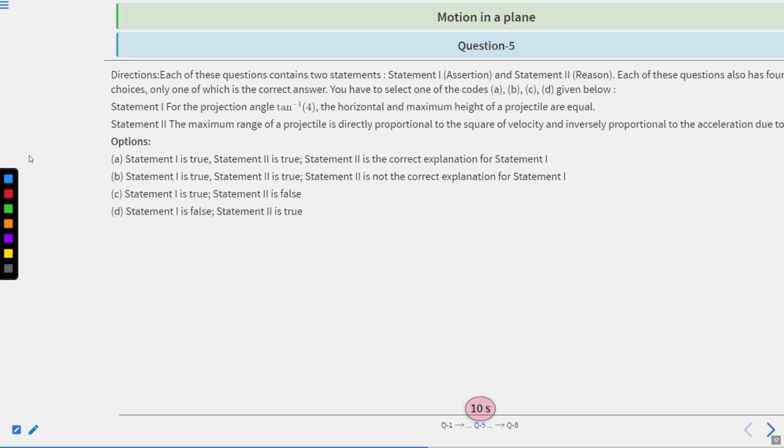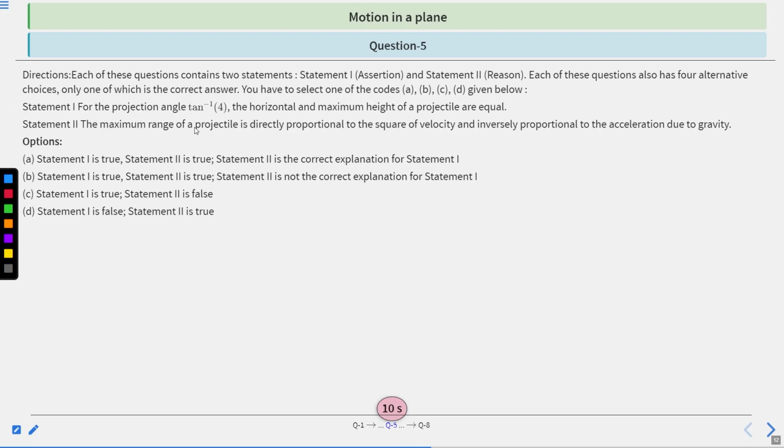Next question, question 5th, same pattern. Statement first: for the projection angle tan inverse 4, the horizontal range and maximum height of a projectile are equal. Read the question carefully. And statement 2: the maximum range of a projectile is directly proportional to the square of velocity and inversely proportional to the acceleration due to gravity. So which option is correct?